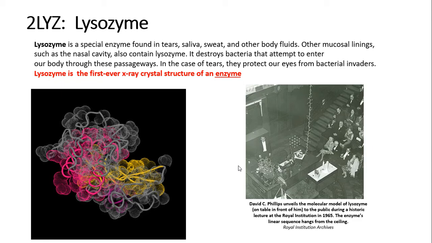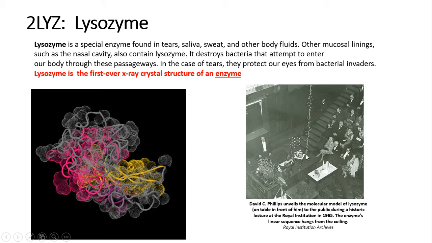Lysozyme was the first ever X-ray crystal of an enzyme. In 1965, David Phillips determined what the structure of this enzyme looked like, and he revealed it at a lecture at the Royal Institution. And you can see a picture from here. He's got the actual structure here that he made himself out of metal.